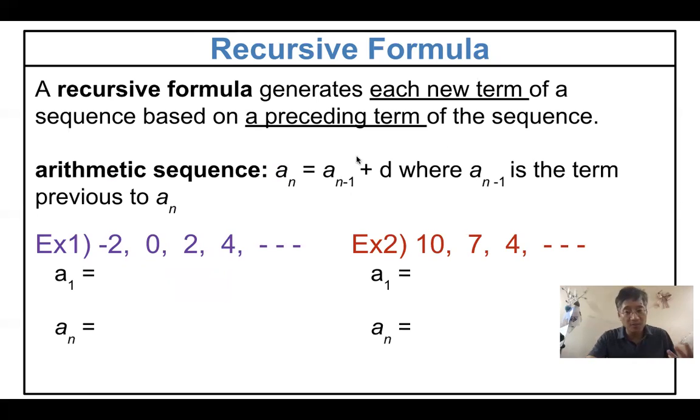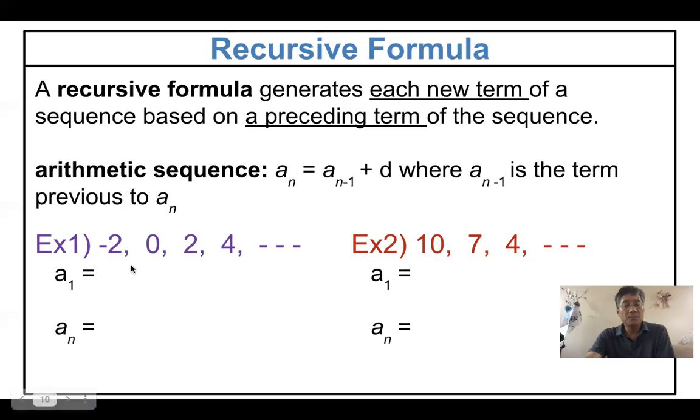You understand the meaning of an arithmetic sequence. You add what? d to the what? The previous term to get the next term, the nth term. Make sense? The previous term is the n minus 1 term. So to get the 9th term, you should get the 9 minus 1, the 8th term, right? Plus d. That way you get it. But you always need to write down the first term.